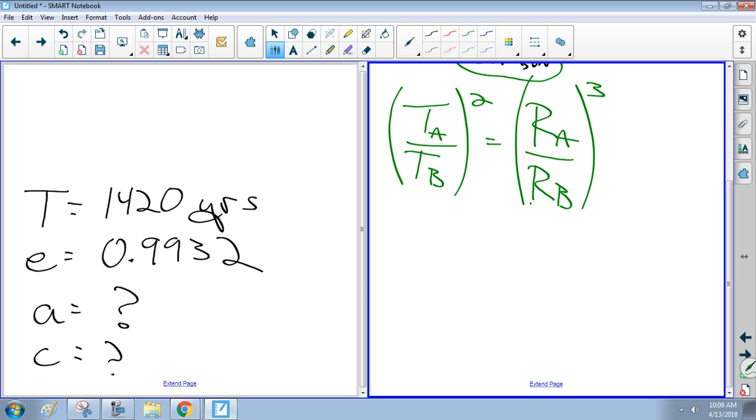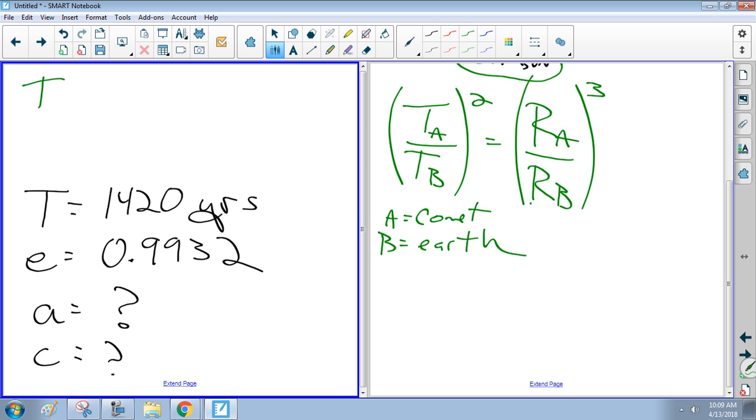So let's cheat. Let's make object A the comet, and object B the Earth. Cool? Okay, so then watch what happens. The period of the Earth, how long does it take the Earth to orbit the sun? 1 year. What's the radius for the Earth based on what we just said? 1 AU, right? By definition. Follow?